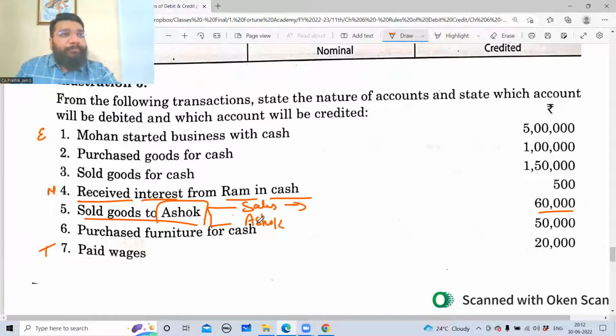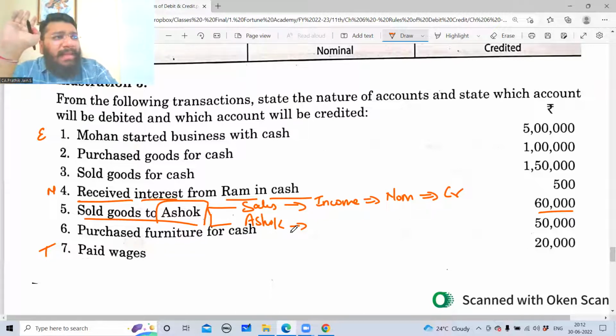So sale is what? Nature: income. Rule: nominal. Debit all expenses and losses, credit all income and gains.